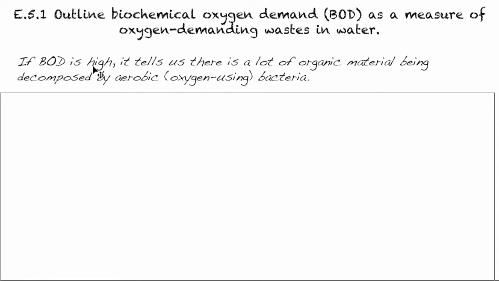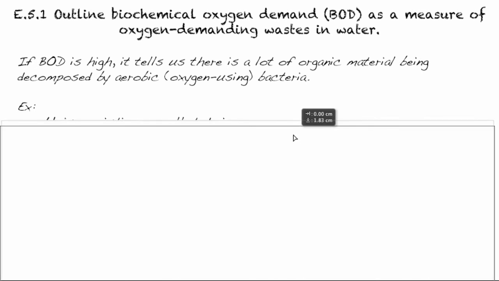Well, we care because if the BOD is high, it actually tells us if there's a lot of organic material being decomposed. So you can think of plants, animals that are dead and decaying, by aerobic, which means oxygen using, bacteria. In other words, cellular respiration. So you can see that the bacteria need oxygen, so they're the oxygen demanding wastes that are in the water. We want to see how much bacteria that needs oxygen there actually is in the water.